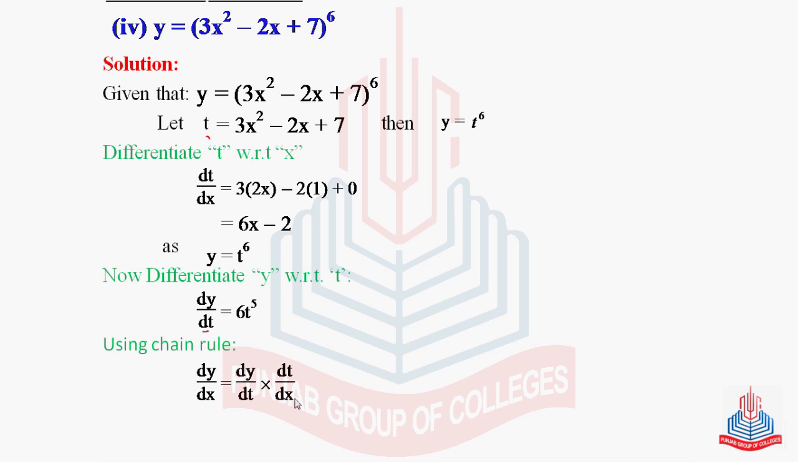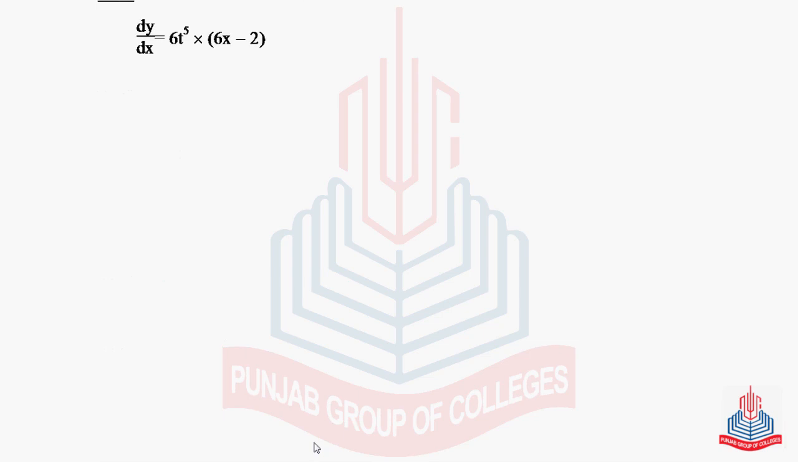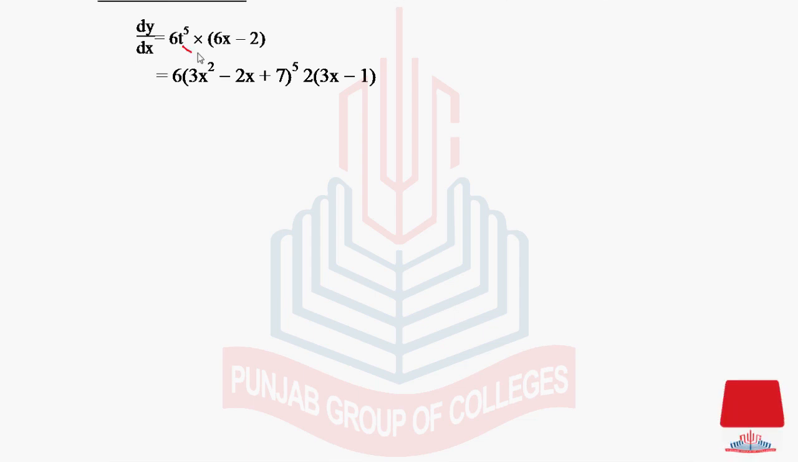Now substituting the values of dy/dt and dt/dx: dy/dt is actually 6t⁵, which is this one, into dt/dx, which is 6x − 2. So put these values in this expression. Finally dy/dx will become 6t⁵ into (6x − 2). Then we substitute again the value of t, which is 3x² − 2x + 7, raised to the power 5 as it is, and for this 6x − 2, by taking 2 as a common factor, this will be of the form 2(3x − 1).